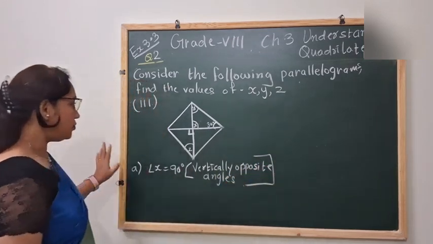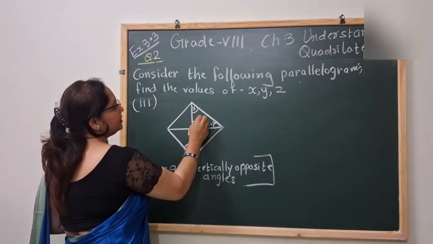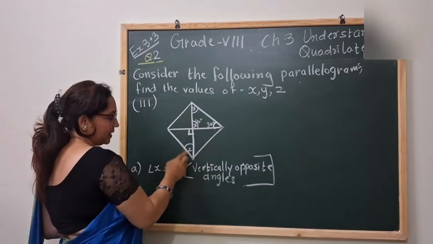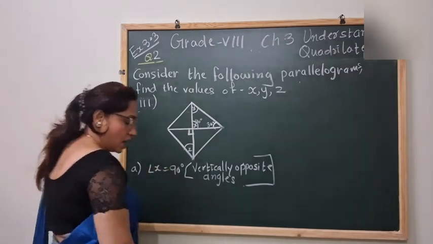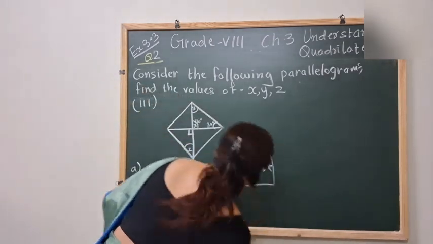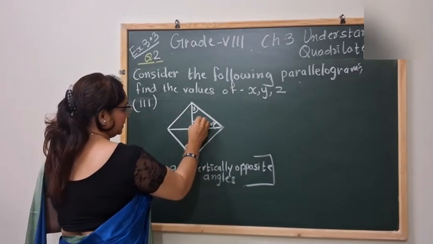Now moving on to the next one, we have got x as 90 degrees. This x is 90 degrees. Now we have to find y and z. Now let us concentrate on y. How will you find y? If I tell you, we have got 90 as x. Okay, so this x is 90 degrees.